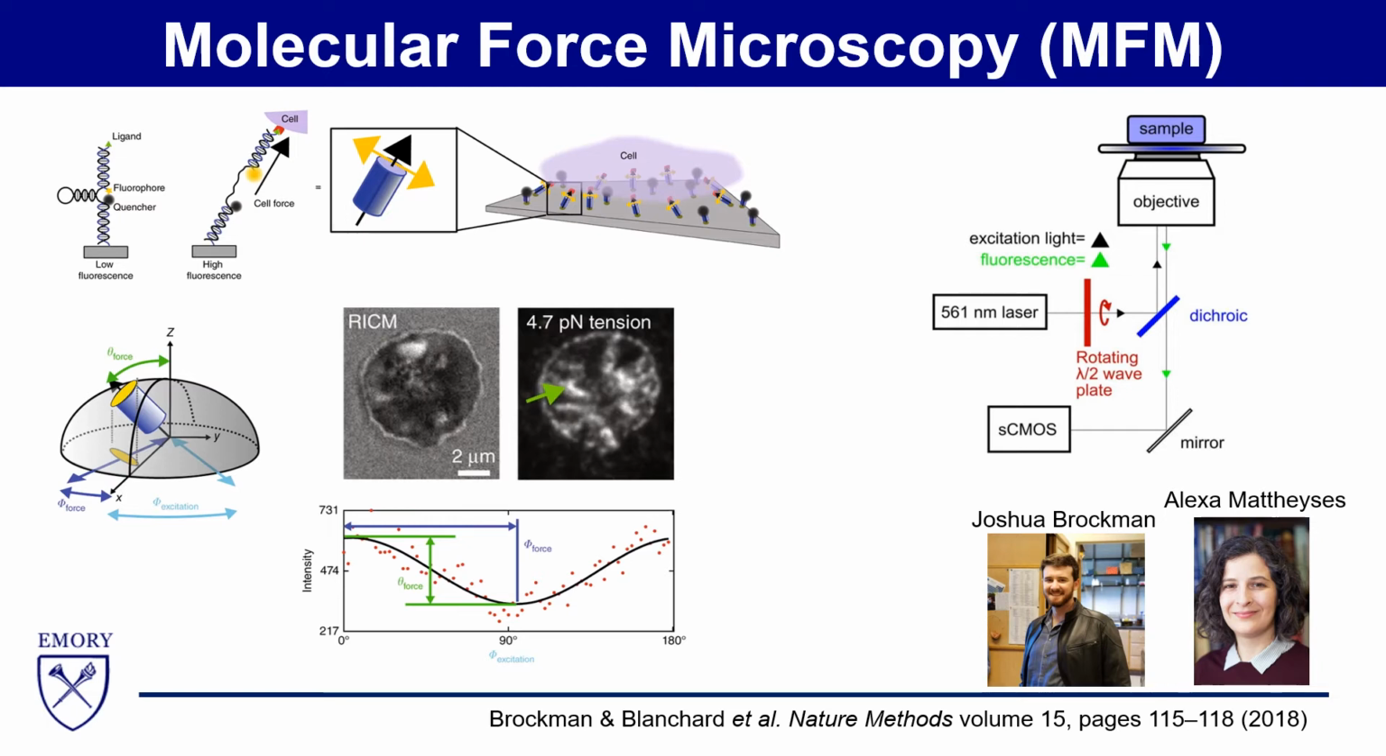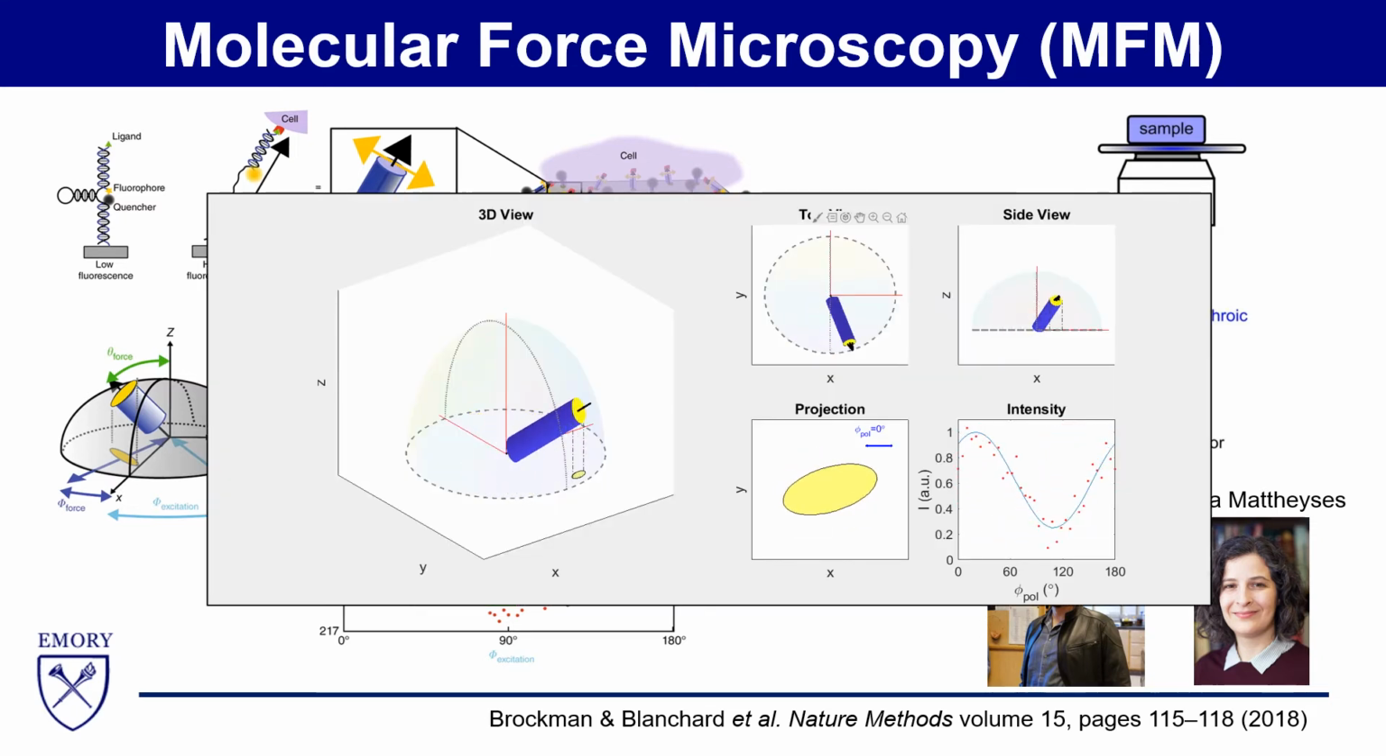To give you an example of how orientation is related to the fit sinusoid, I prepared this animation. As you can see, as the force orientation is rotated around the z-axis, the fluorophore projection ellipse rotates and the sinusoid phase shifts. As the tilt angle of the force changes, the aspect ratio of the ellipse changes, resulting in modulation of the amplitude of the sinusoid. Extracting force orientation in a pixel-by-pixel manner allows us to map force orientation with diffraction-limited resolution.